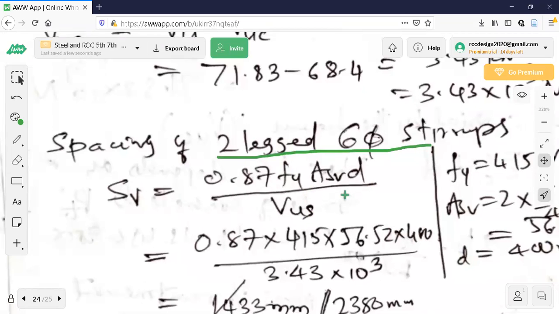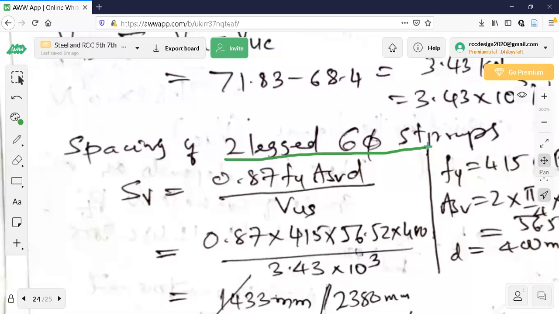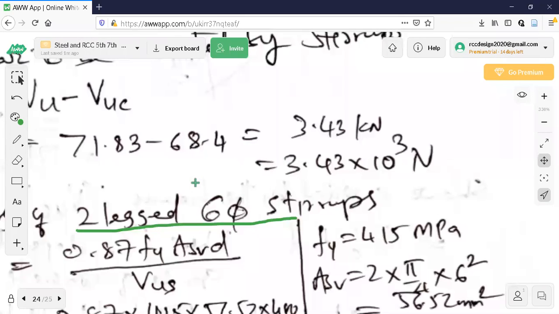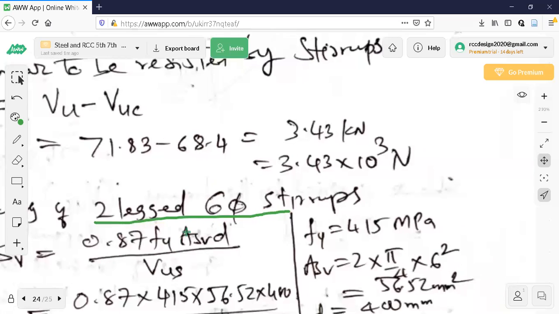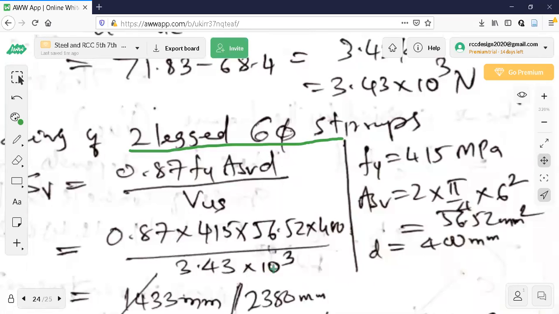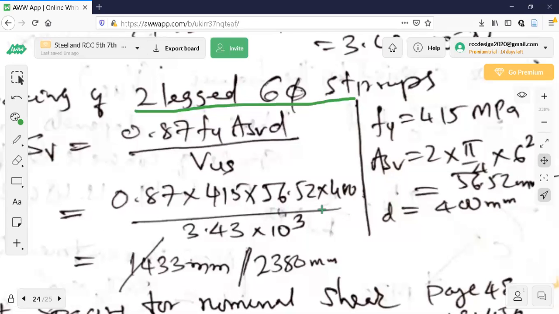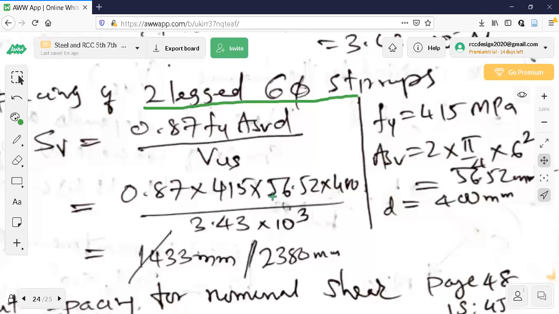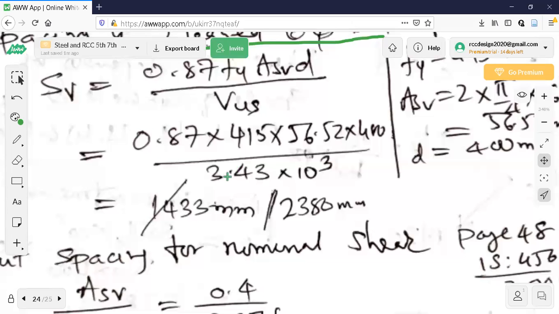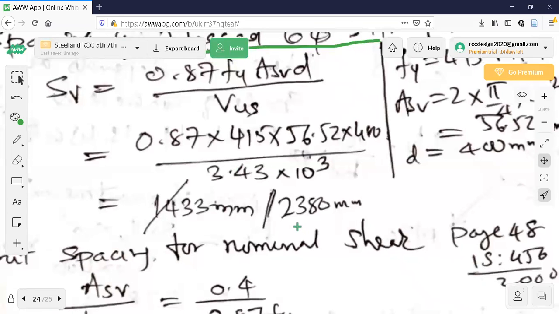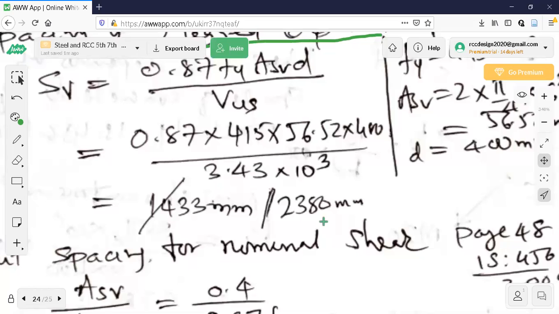VUS, what is this? This VUS is the difference between the factored shear force and the shear resisted by the beam alone. This difference should be substituted here. That is 3.43 into 10 raised to 3. Like this, you substitute all and find out the spacing. Spacing is coming very big because the value of this is very small. 3.43 is a very small number. I got 2380 mm. You just check it later on.